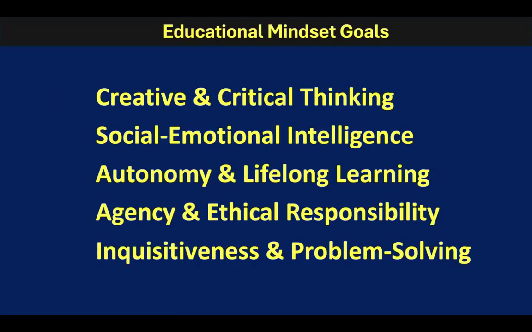So here's the mindset you have to adopt. We've got to make sure the student does these things. This is it. This is the future. One thing I'll add to this is the number one word, according to LinkedIn, is adaptability. That's the number one word for the next generation. Adaptability. Creative critical thinking. I think those go hand in hand. Social and emotional intelligence. Awesome. Anatomy, lifelong learning, autonomy, agency, and ethical responsibility.